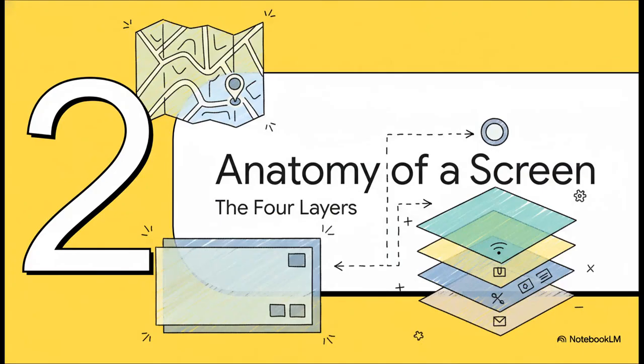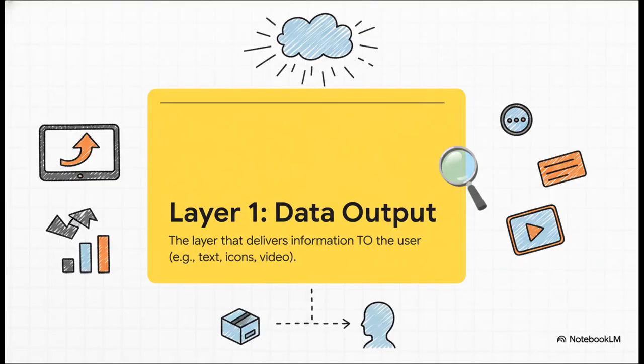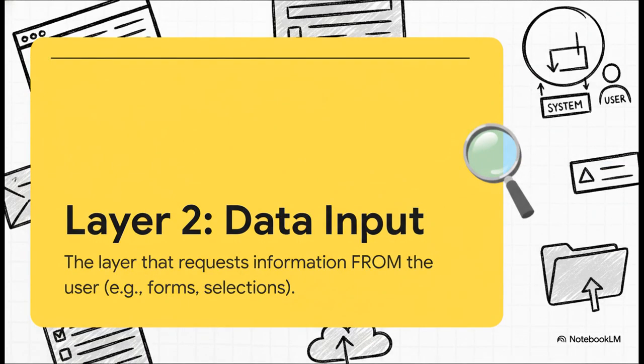Okay, so if our destination is that one perfect button, we're going to need a map to get there. And to build towards that kind of simplicity, we first need to break down what any screen is actually made of. Let's look at the 4 fundamental layers that make up any interface. First up, we've got Layer 1, Data Output. This is everything the product is showing you. It's all the information flowing from the product to you, the user. Could be a simple icon, a paragraph of text, or a huge video. It's the communication layer.